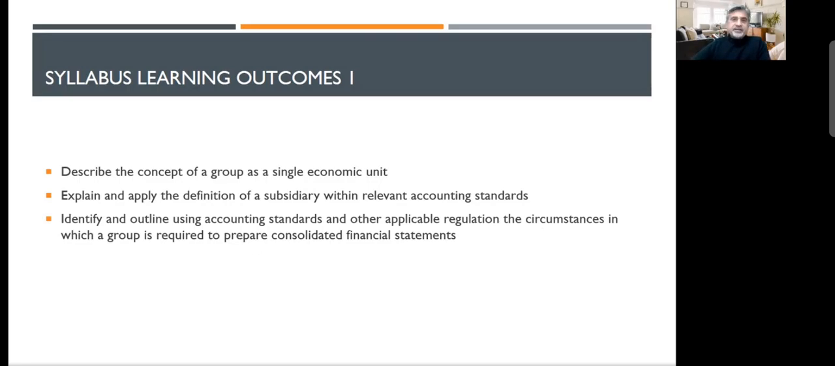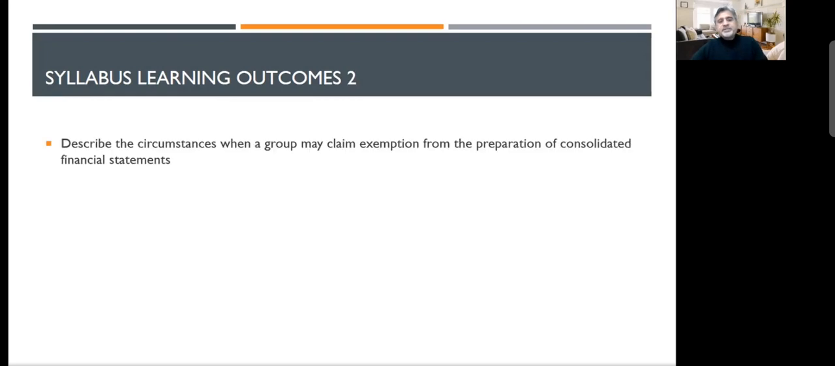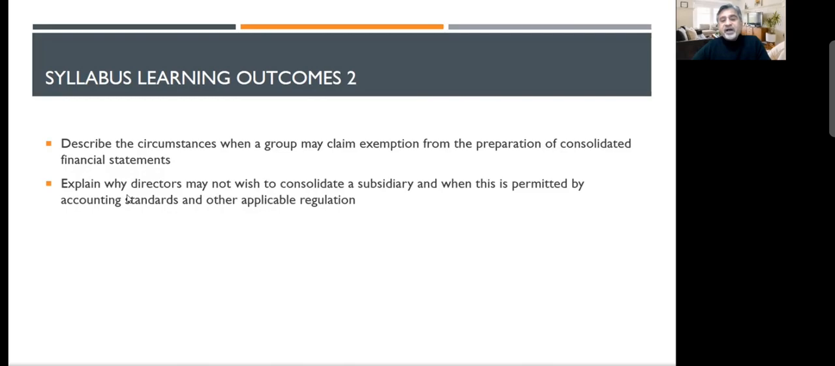And by the way, group means that there is a parent company, and then there are several other companies which might be subsidiaries, associates, or investments, and together we call it a group of companies. Describe the circumstances when a group may claim exemption from the preparation of consolidated financial statements. We will discuss that. Explain why directors may not wish to consolidate a subsidiary when this is permitted by accounting standards and other applicable regulations.